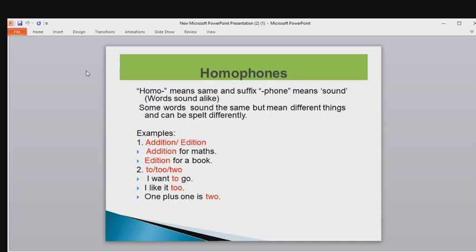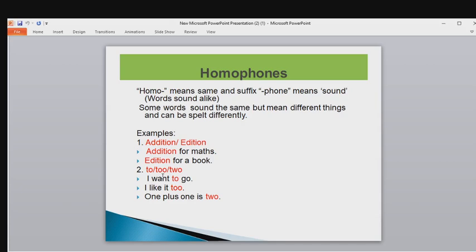For example, addition: addition as in maths, or edition as in books, different editions of books. And another example is to, too, and two. I want to go. I like it too. 1 plus 1 is 2. So what we see is that they are three different words. Their spellings are totally different. Their pronunciation is similar.